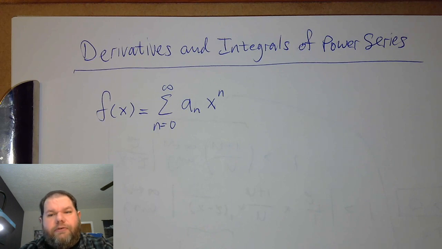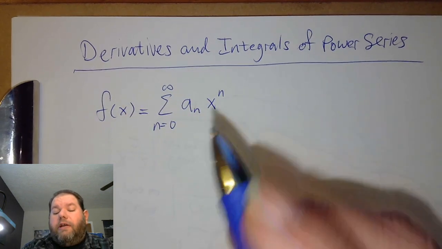I think I want to use just the center being 0 to illustrate the derivatives and integrals because that will make it a little bit easier as a result. It doesn't really change it too much, it's just a little bit less writing, I guess, is what it amounts to. Anyway. So that's f of x.